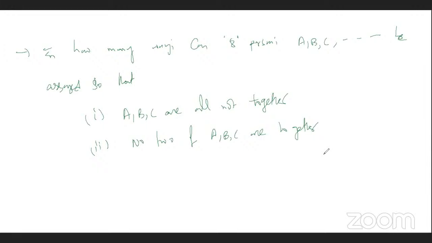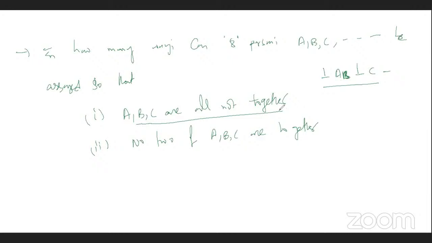That is, in the first problem, can I get the cases like this? Some person, A, B, one is beside another, some person C. We don't know. A, B, C are all not together. Yes, sir.